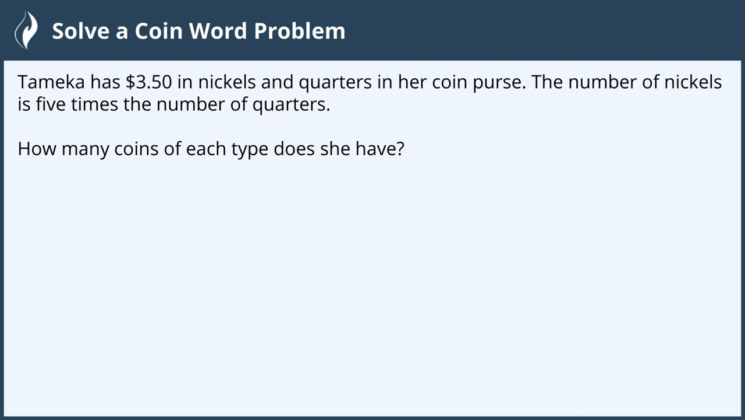Hi everyone! In this video we will solve a coin word problem. Tamika has $3.50 in nickels and quarters in her coin purse. The number of nickels is 5 times the number of quarters. How many coins of each type does she have?